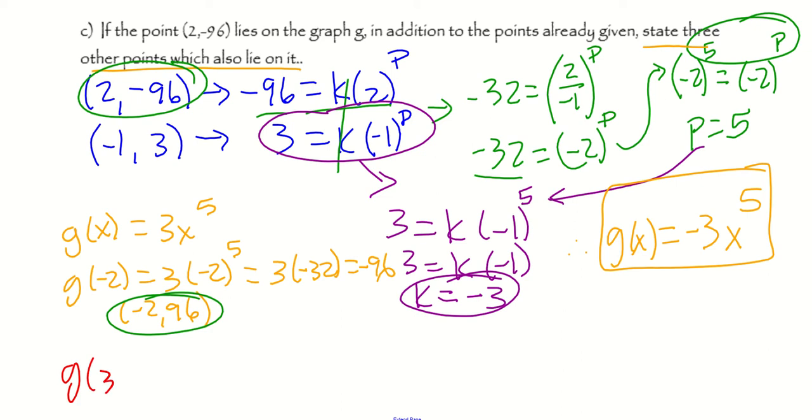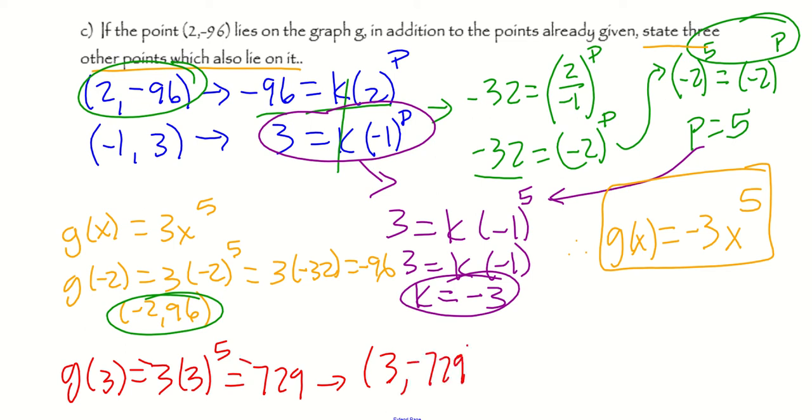g of 3, and we would get negative 3 times 3 to the 5th, which would give us negative 3 to the 6th, which is negative 729. And following our pattern, if we have the point 3, negative 729, then we also have the point negative 3, positive 729, and that follows this being an odd function. Okay, so those are the basics of writing an equation.